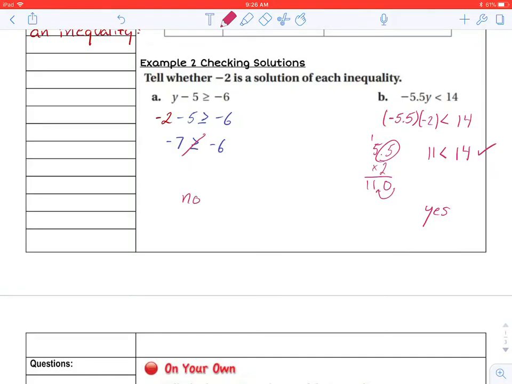So that is how you check whether a number, an integer, actually is a solution to an inequality: you plug that number in, and then you check, is the statement true? Is negative 7 greater than or equal to negative 6? In this case, no, it was not. Over here, is 11 less than 14 when we plug in negative 2 for y? Yes, it is. And so negative 2 is not a solution to the first inequality, but is a solution to the second inequality. So if you're lost on that, please make sure you're asking me a question about it.